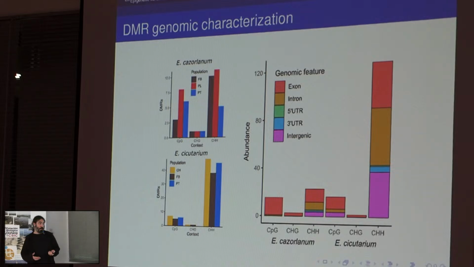The next question was, what are they overlapping with? What are the elements of the genome that have more differences in methylation? So for Sierra de Cazorla, we detected that mostly exonic parts are the ones with more differences. It happens more or less the same in cicutarium, but it is compensated by the CHH context, which is more of a wild card. It showed also a lot of overlaps with introns, with intergenic regions, and also 5' and 3' UTRs.